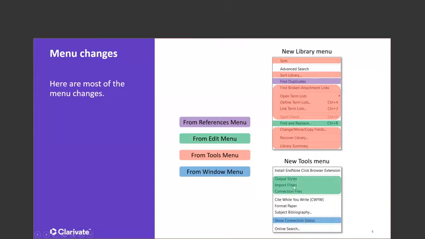And in the tools menu, the output styles and the import filters and the connection files, those were in the edit menu originally. They're now in the tools menu. They're seen as tools. And I would say that's true because only advanced users tend to go into those anyway. So those are some of the shuffles that have gone on.